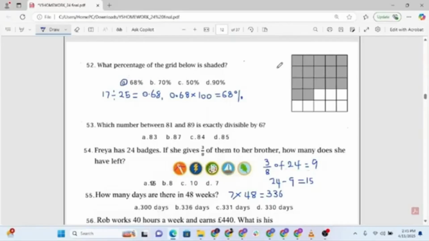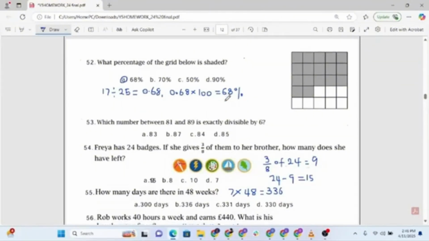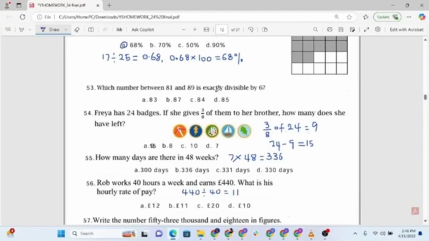17 divided by 25 equals 0.68 or 68%. Question 53. Which number between 81 and 89 is exactly divisible by 6? The correct answer is option C, 84. Explanation. 84 divided by 6 equals 14. None of the other choices between 81 and 89 is divisible by 6 with no remainder.